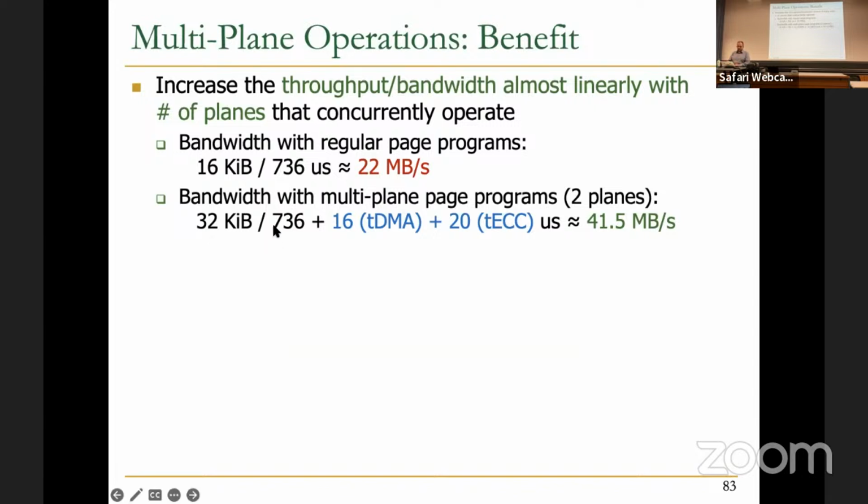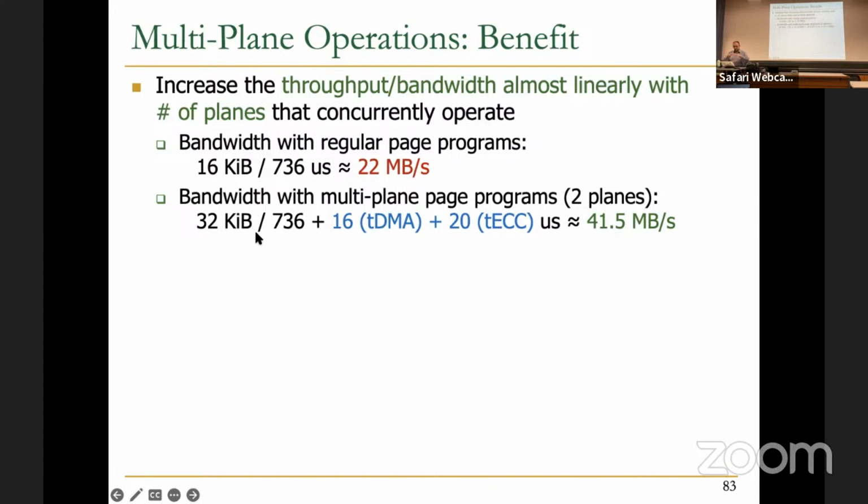Here is an example for a program. Previously you had to program 16 kilobytes at the same time, and you needed to spend about 732 microseconds, let's say, with those calculations. So you get a bandwidth of 22 megabytes per second, for example. But now you need to program 32 kilobytes because you want to do multiplane operation, assuming you have two planes here. So for this 32 kilobytes, the latency that you need to spend.